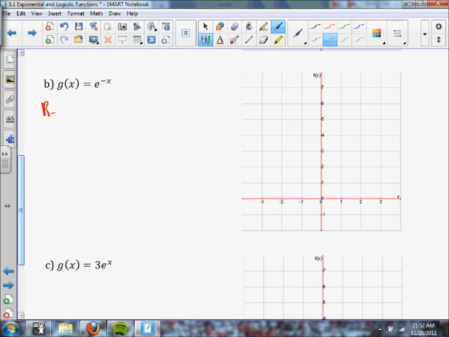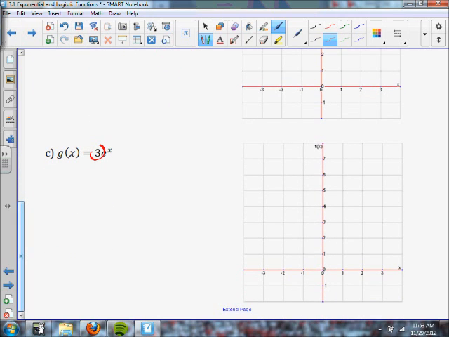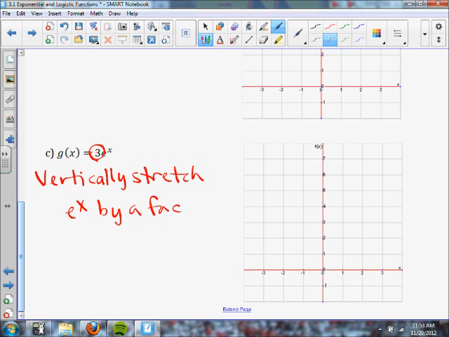So this will reflect e to the x over the y-axis, and we don't have time to draw it, so we'll just worry about that later. This will be e to the x vertically stretched by a factor of 3. Okay. Are there any quick questions over example 5 at this time?